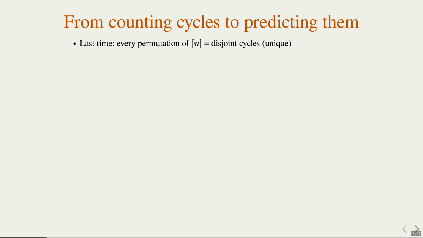Today, we will use Stirling numbers of the first kind to predict the probability of exactly k cycles, starting from the familiar idea that every permutation splits into disjoint cycles, and then we will compute a real probability for n equals 5 step by step.